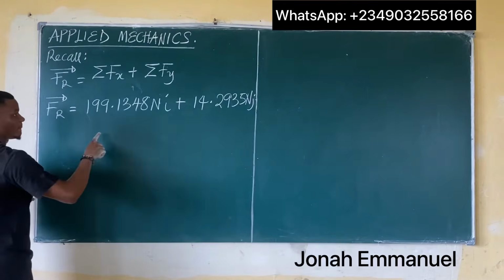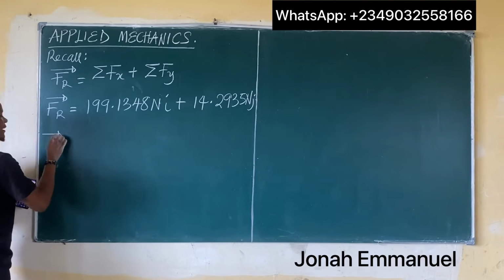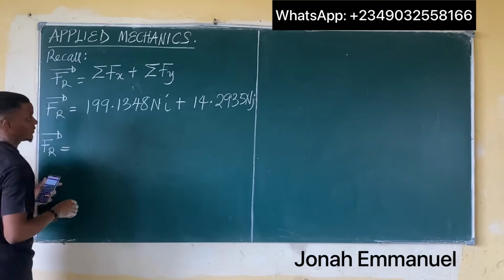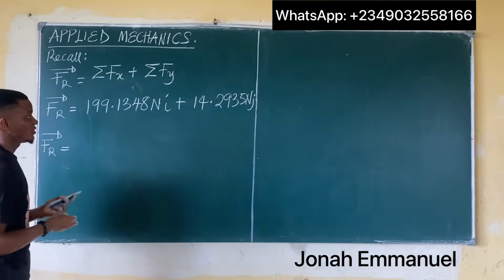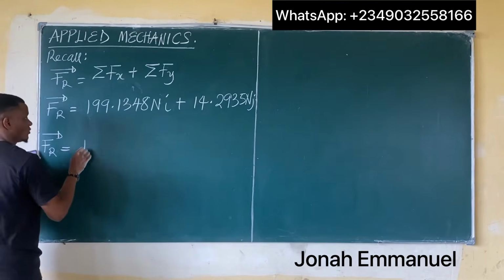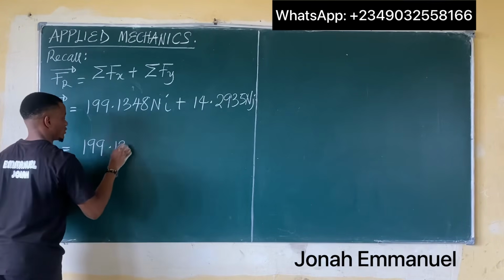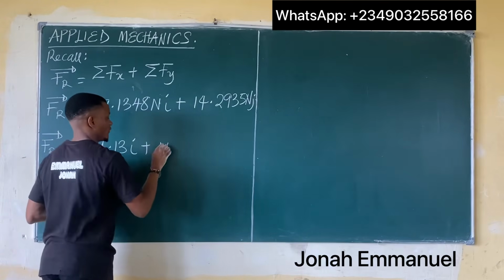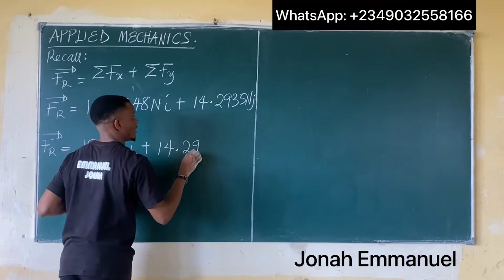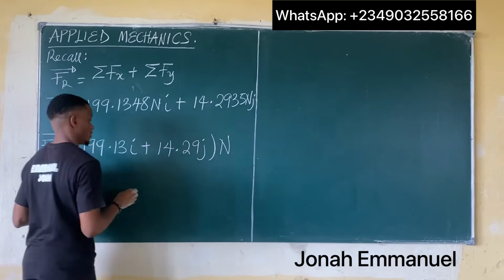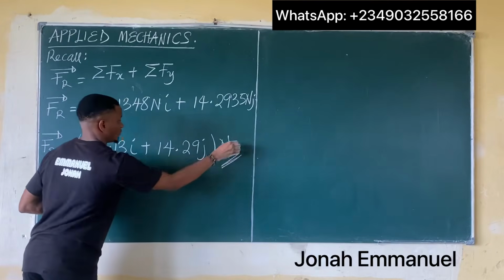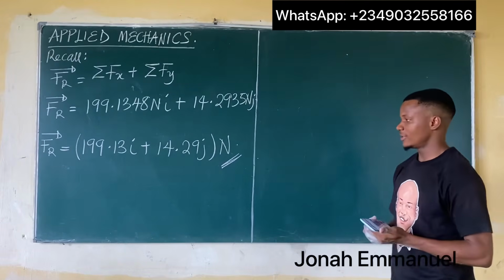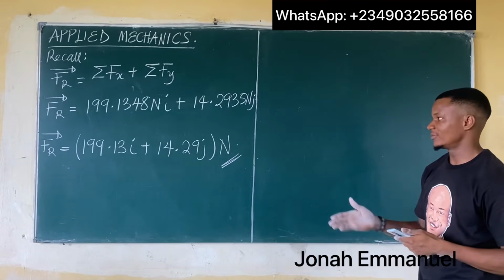Alright, so if you factorize this, we have that sigma Fr is equal to, perhaps you could use two decimal places for each of them. That would give me 199.13 I in two decimal places plus 14.29 J all in Newton. So this becomes the resultant force in your x and y coordinates, or in vector form.